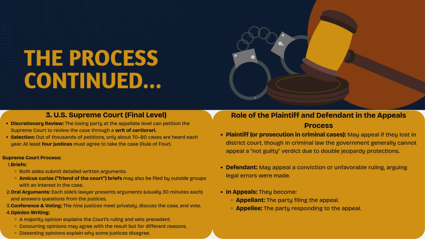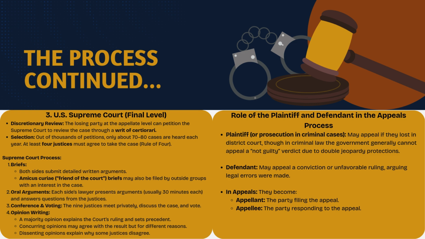Conference and voting: the 9 justices meet privately, they discuss the case, and they vote. And then opinion writing: the majority opinion explains the court's ruling and sets precedent. Concurring opinions may agree with the result, but for different reasons, and dissenting opinions explain why some judges disagree.